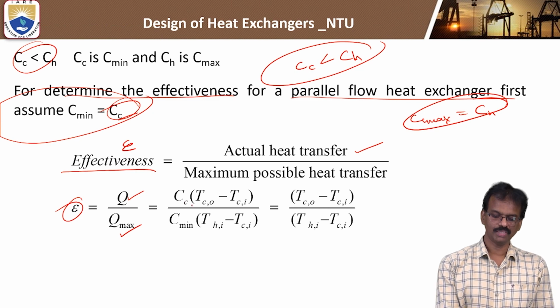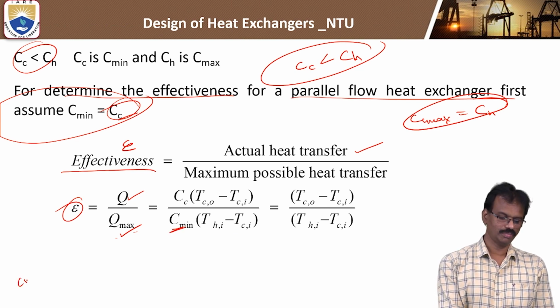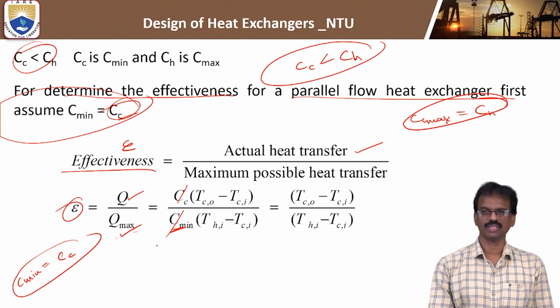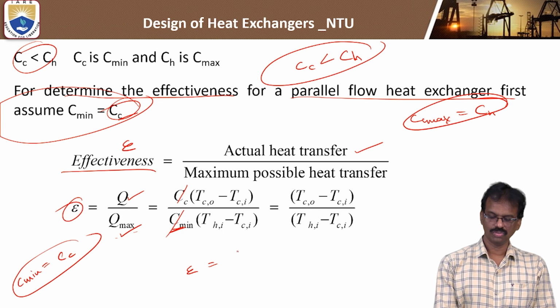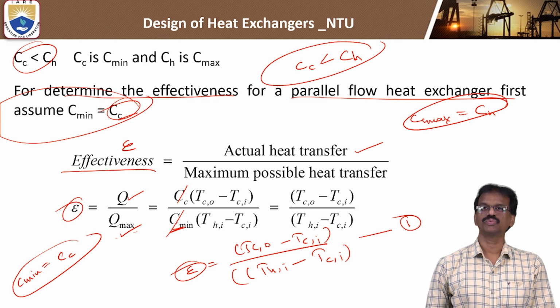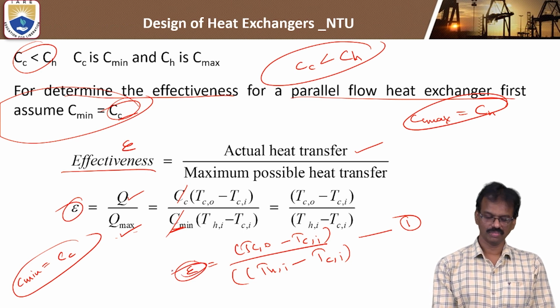So Q is equal to capital CC into (Tc naught minus Tci). And Q max is C minimum into the inlet temperature difference, Thi minus Tci. Here C minimum is equal to CC, so they are the same and you can cancel them. Then effectiveness epsilon is equal to cold fluid outlet minus cold fluid inlet, divided by hot fluid inlet minus cold fluid inlet. So this is the formula, and you can call it equation 1. This equation is used to eliminate the temperatures from the derivations, replacing the temperatures by epsilon. So just remember equation 1.